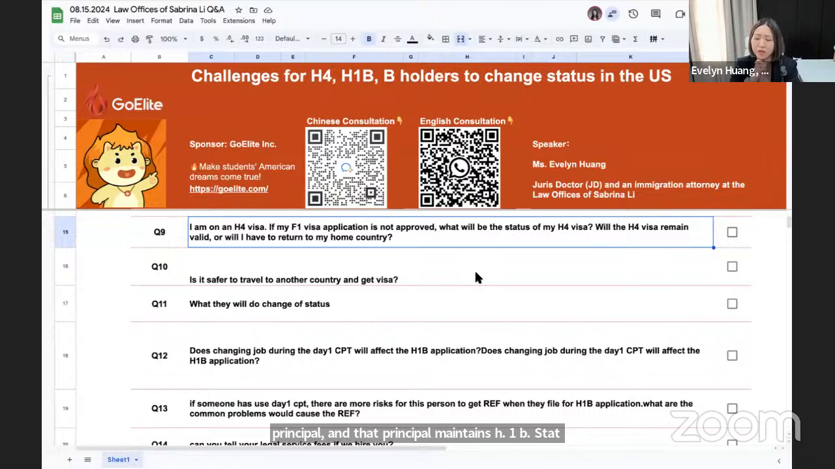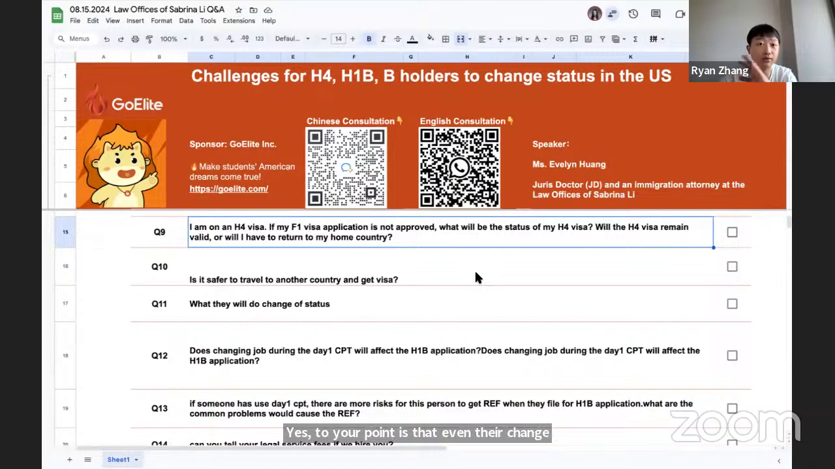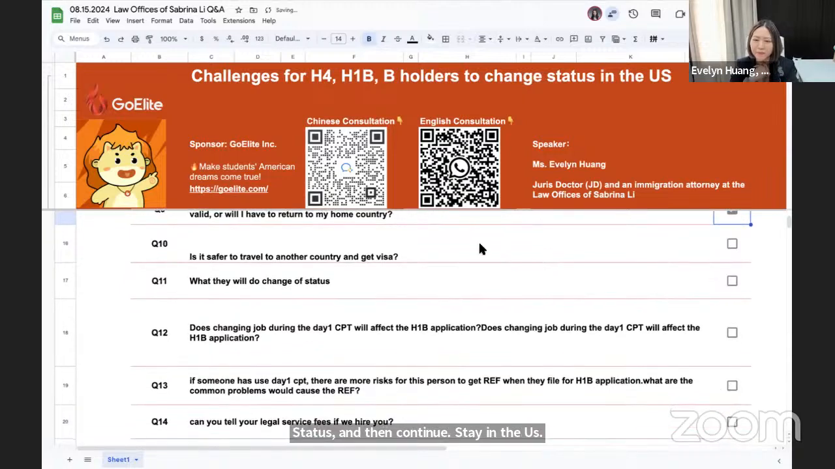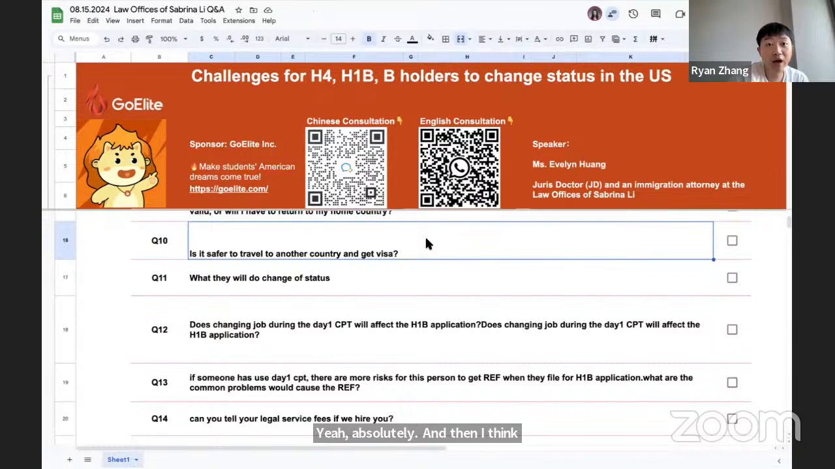Sounds even good, if your change of status is denied. Yes, your point is that even if their change of status application to F1 gets rejected for any reason, they can still hold their valid H4 status and continue staying in the US. Correct. Yeah, absolutely.